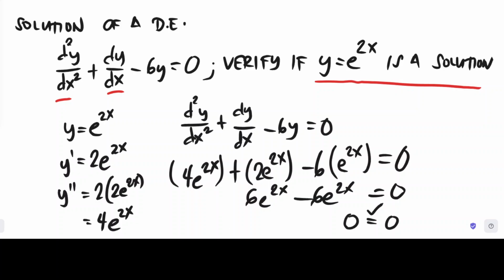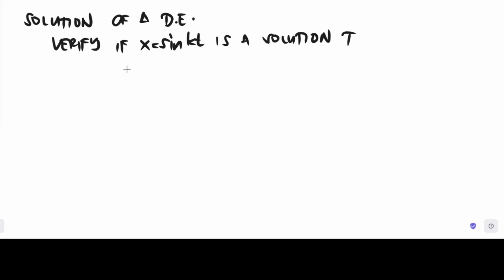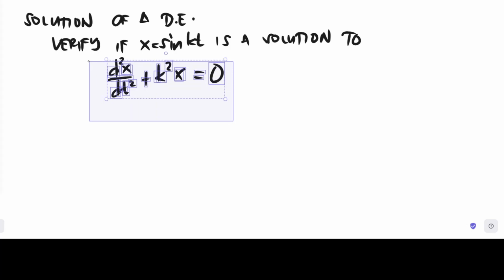Now let's have another example. For the next example of verifying a solution of a DE, verify if x is equal to sine of kt is a solution to the second derivative of x in terms of t plus k squared x is equal to 0. So this will be our example.